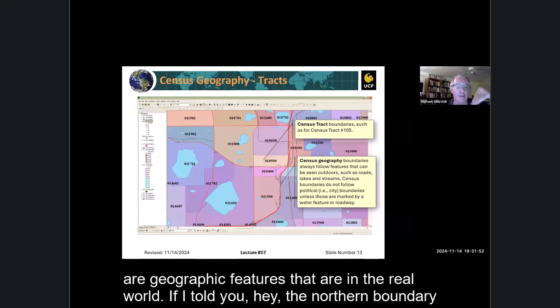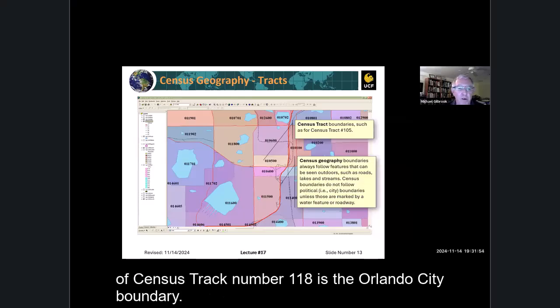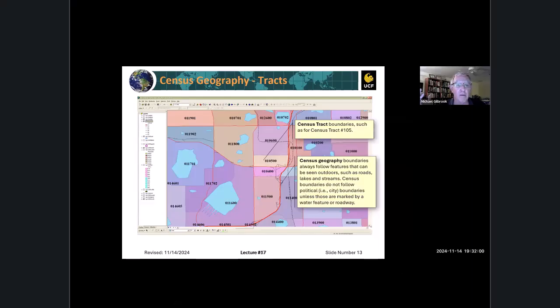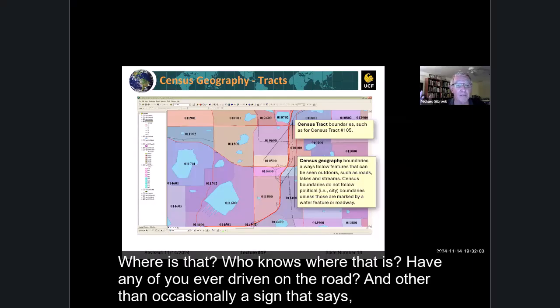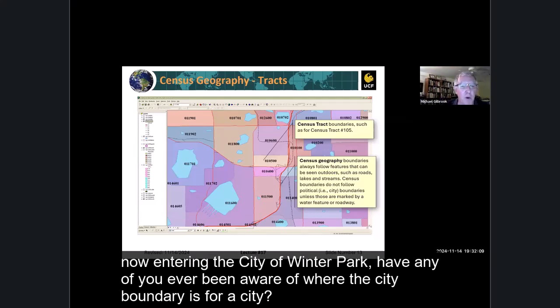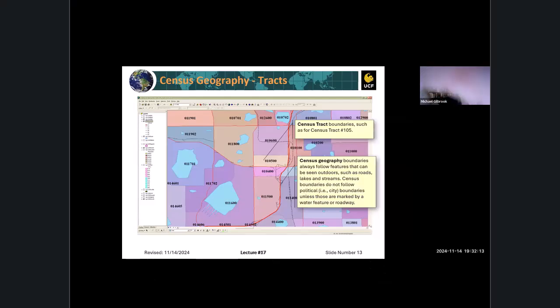If I told you, hey, the northern boundary of census tract number 118 is the Orlando city boundary, where's that? Who knows where that is? Have any of you ever driven on the road, and other than occasionally a sign that says now entering the city of Winter Park, have any of you ever been aware of where the city boundary is for a city?